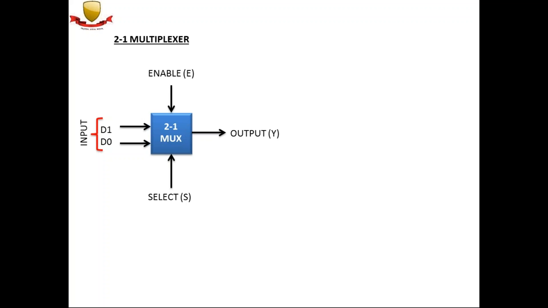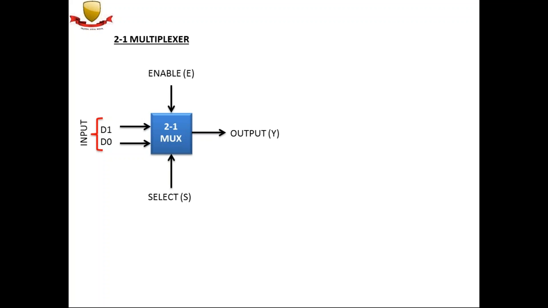There is something called an enable or strobe line as well. This enables or disables all the multiplexers. That is, when E is equal to 1, that means high logic, the outputs of all the multiplexers will be 0, irrespective of the value of S, that is the select line. So E should be set to 0, or logic low, so that the mux or multiplexer can work normally.